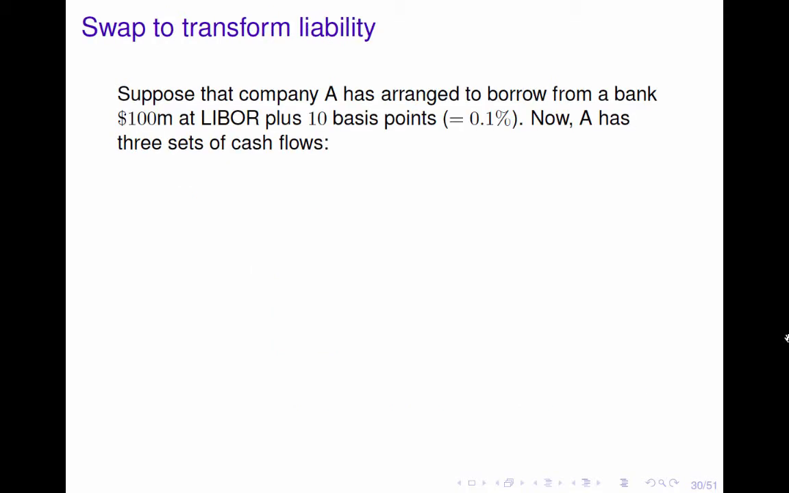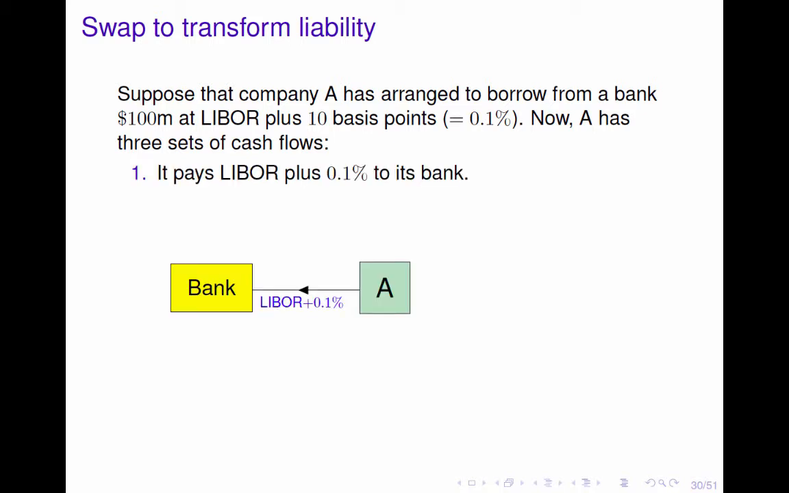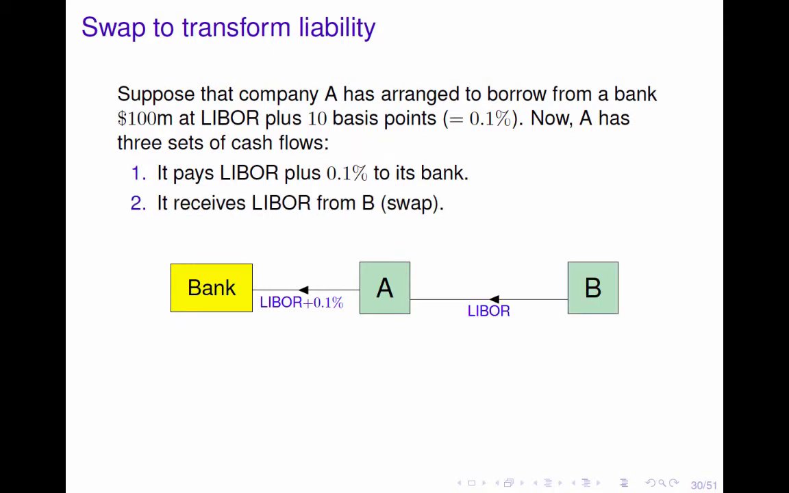For company A, suppose it has arranged to borrow from a bank $100 million at LIBOR plus 10 basis points. Together with the interest rate swap arranged with company B, now A has 3 sets of cash flows. First, it pays LIBOR plus 0.1% to its bank. Second, it receives LIBOR from B. This is from the arrangement of the swap.